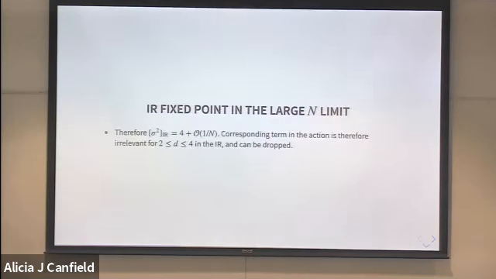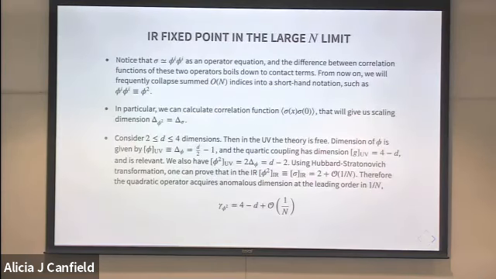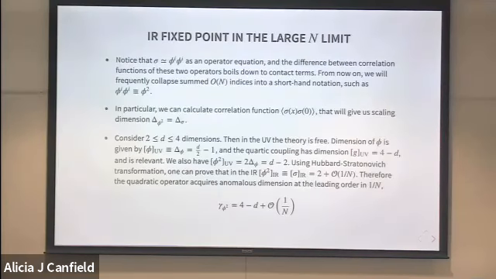You just integrate out the phi field. The leading contribution in N is just one loop. And then you get a potential for the sigma, but it only depends on the number of dimensions.